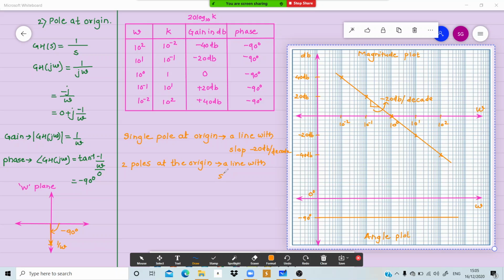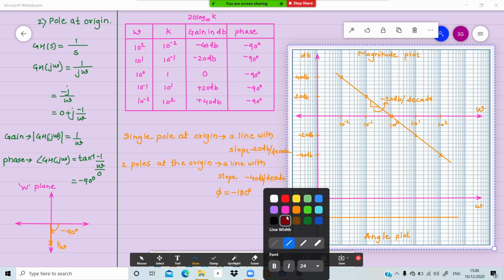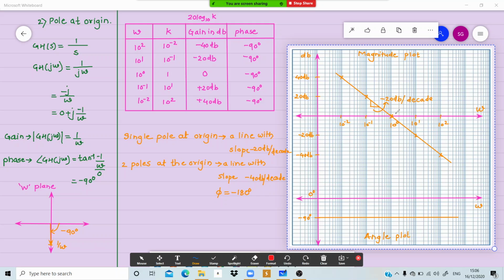slope minus 40 dB per decade. And in that case the angle that you are getting, you will get it to be equal to minus 180. So I'll write phi minus 180. आप करके देखो, you just see the notes, you will find the same thing, right? So I'll try to draw the thing.